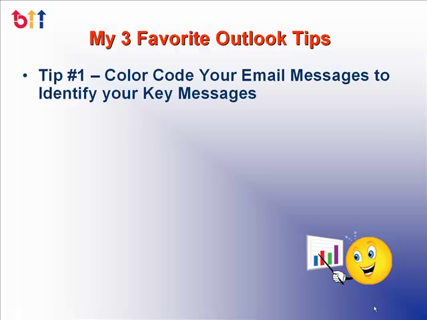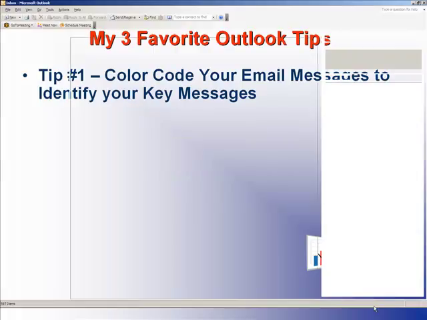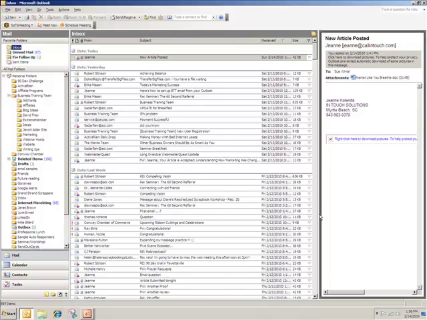My first tip is to color code your email messages to identify those key messages from your customers or your boss, or it could be some other important person. So let's hop over here to Outlook and see how this is done.